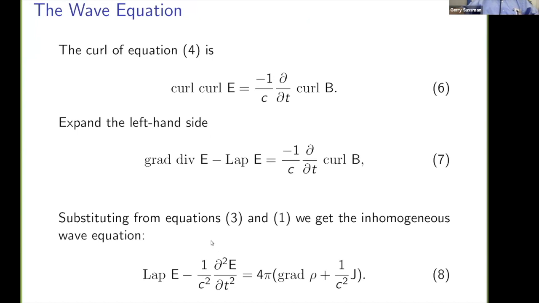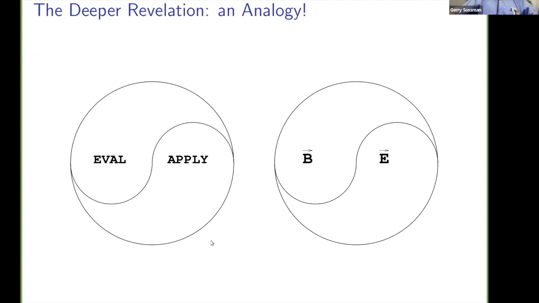Now, why did I bring this up? The reason I brought this up is because there's an analogy. This is a philosophical analogy, and it feels good to think about. Just as eval turns expressions and environments into procedures and arguments, apply turns the procedure and arguments into an expression and an environment, and so it goes around and around. The same thing is going on here. The rate of change of B produces E. The rate of change of E produces B. This is a duality.